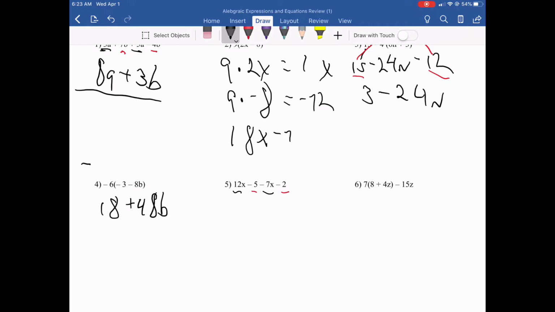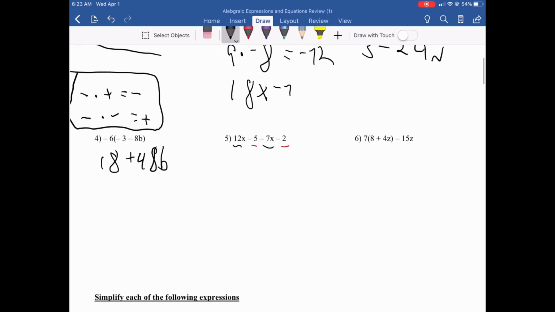Remember, a negative times a negative equals a positive. Remember that. And then a negative times a positive equals a negative. Remember those things. Always show your work. If you lose the sign, you can still get partial credit for it. Okay, so next we have 12x, take away 5, take away 7x, take away 2.